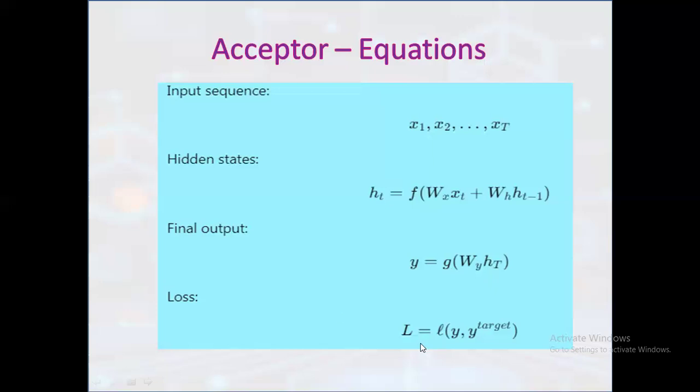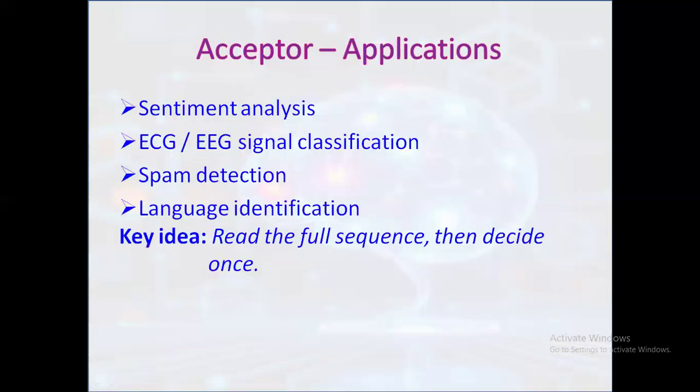From this, the loss function is given by the training objective defined as L equals L of y comma y_target, which measures the difference between the predicted and the true labels. And if we come to the applications of acceptors, they are mainly used in sentiment analysis, ECG and EEG signal classification, and spam detection.